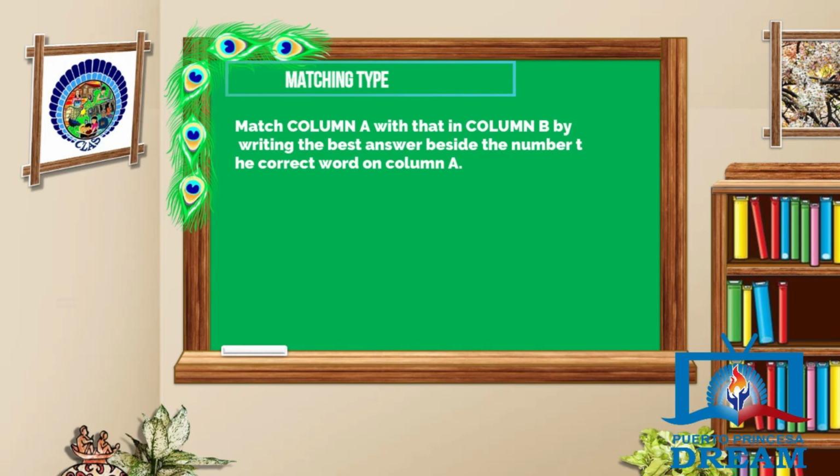Matching type, directions. Match column A with that in column B by writing the best answer beside the number, the correct word on column A.